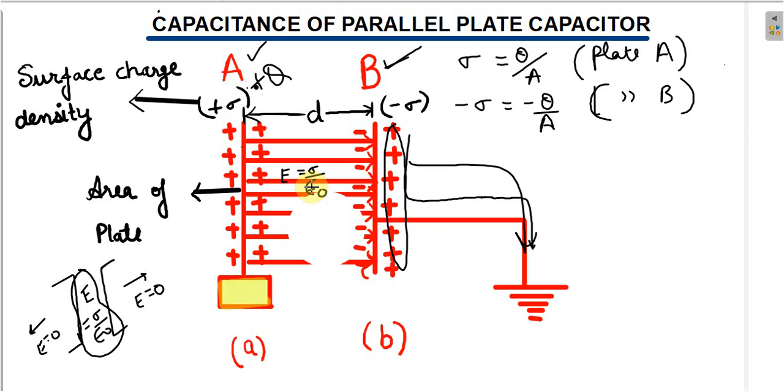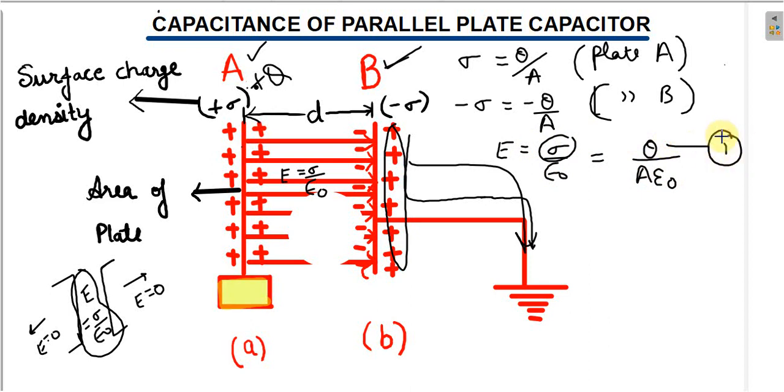And from this formula we can write, as we know, sigma is equal to Q by A. So we can write here sigma by epsilon naught. And what is sigma? Sigma is equal to Q by A. So the electric field between two parallel plates of a capacitor is this one. This is our equation number 1.